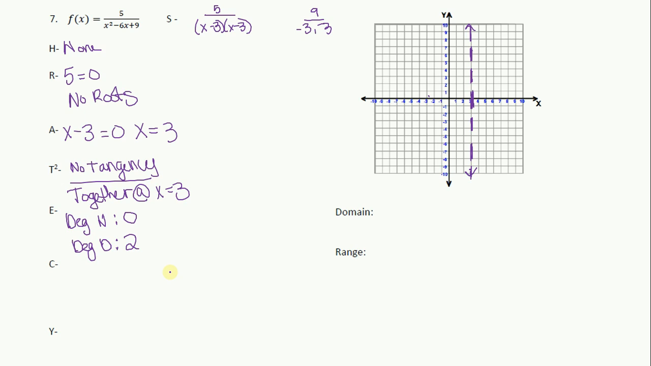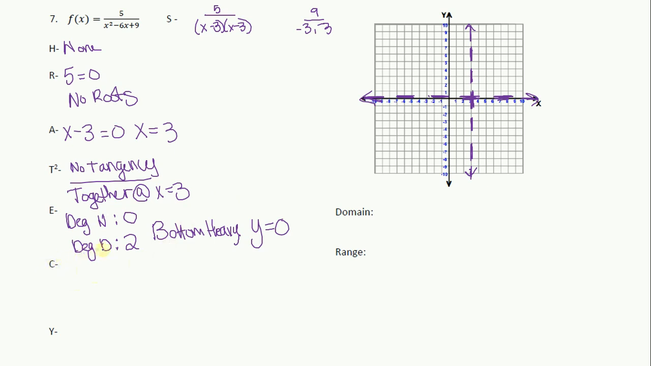That tells me, if I look at my yellow page here, that I'm bottom heavy. So let's put that in there. Bottom heavy. And it tells me that if I am bottom heavy, I have a horizontal asymptote at y equals 0. So let's go ahead and graph that here quick. At y equals 0. There we go.